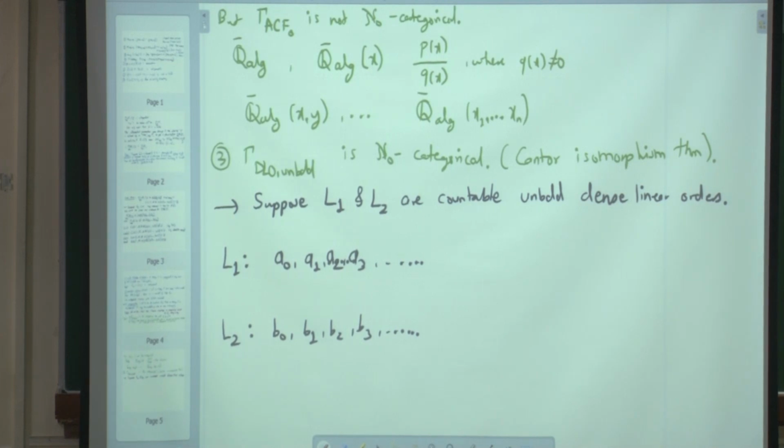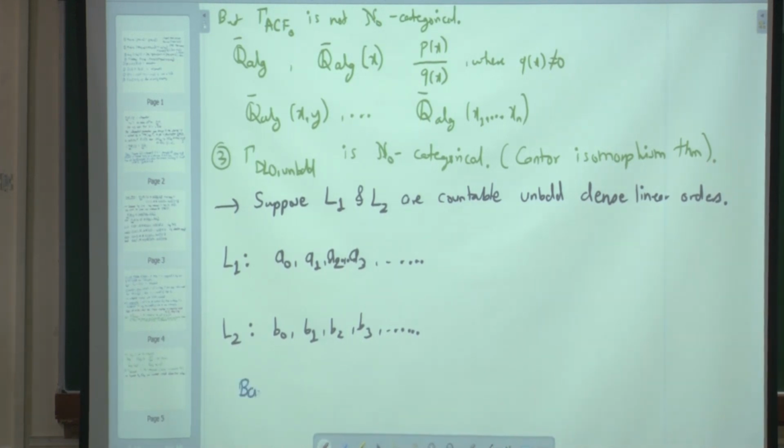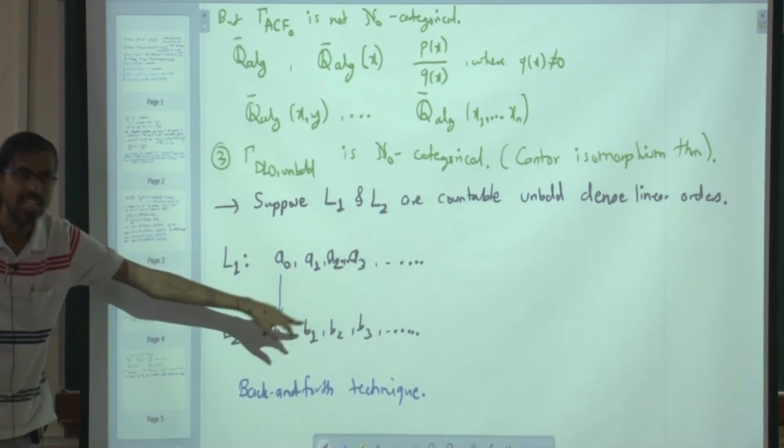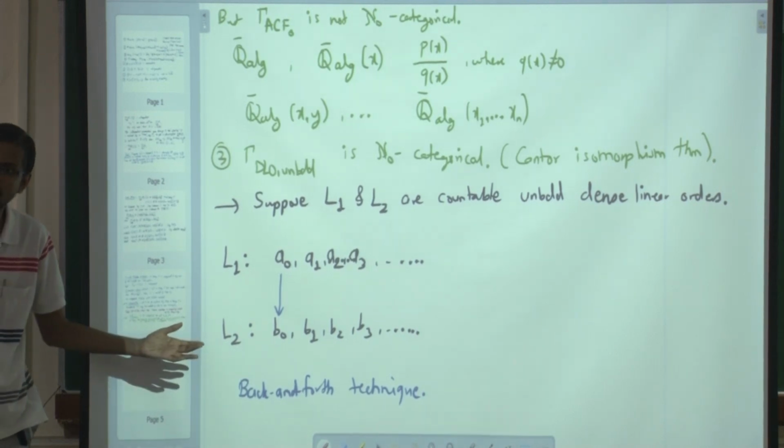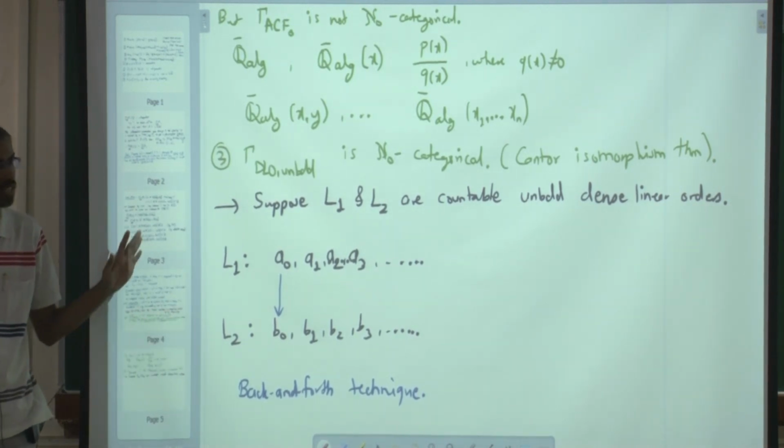The idea is called the back and forth method. This is a very interesting and useful technique in mathematics. It's like a ping pong match. You first say that A0 is mapped to B0. Then you look at the least index here that is not used. What is that? B1. B1 is not used.